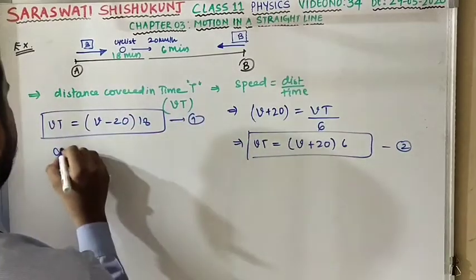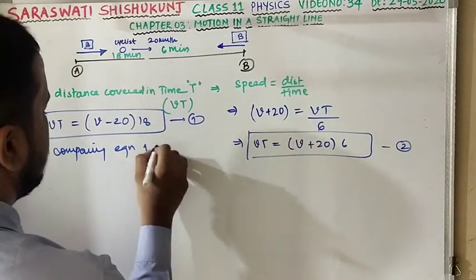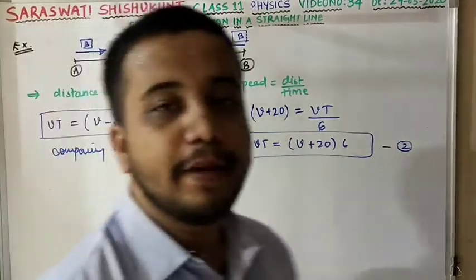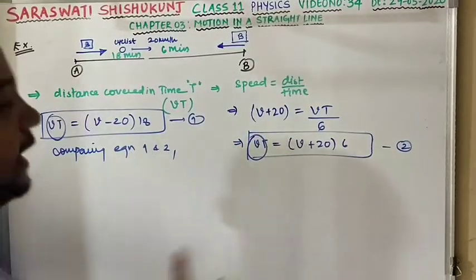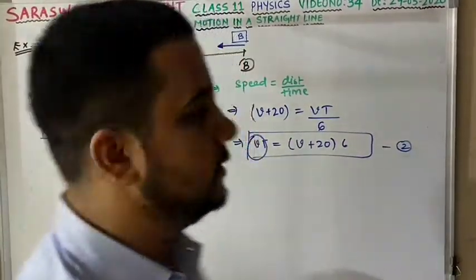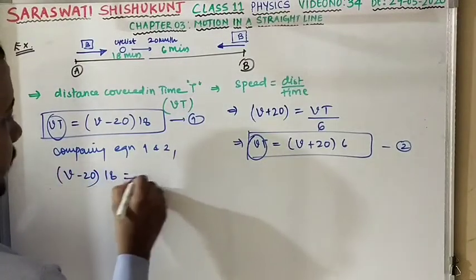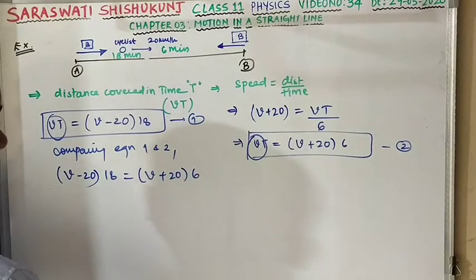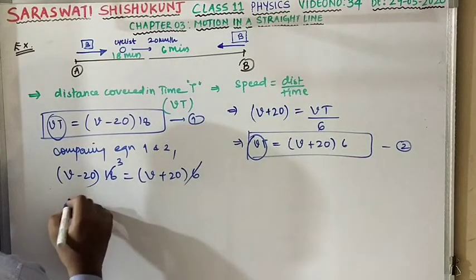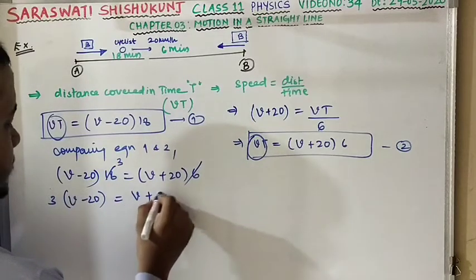Here, comparing. Why am I comparing over here? Comparing equation 1 and 2. Can you tell me why I am comparing equation 1 and 2? You will be able to notice that here is Vt, here is Vt. I can easily compare and get the answer. So I am going to get V minus 20 into 18 equal to V plus 20 into 6. Is this clear? 6 3s are 18. So my answer is V minus 20 into 3 equal to V plus 20.